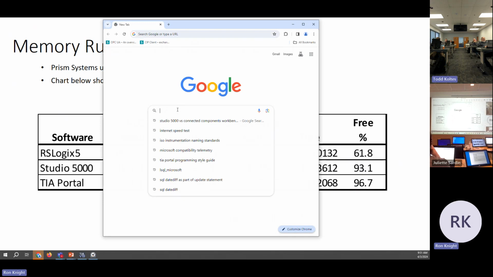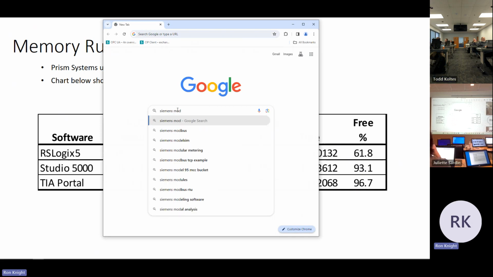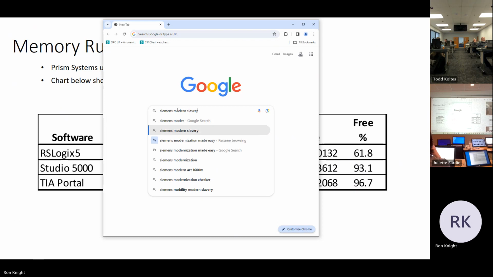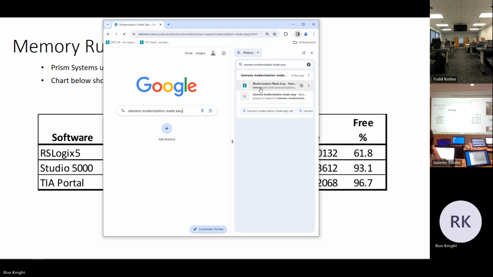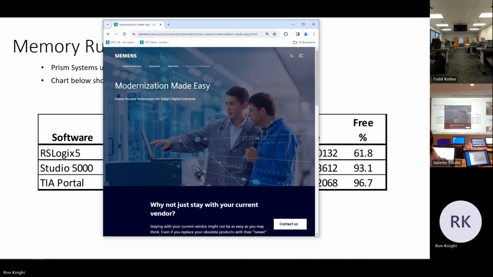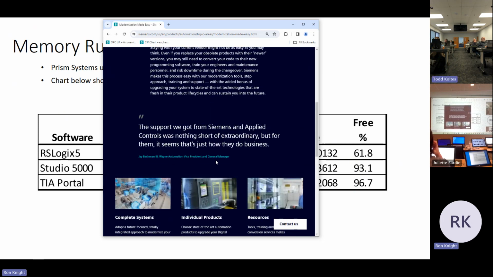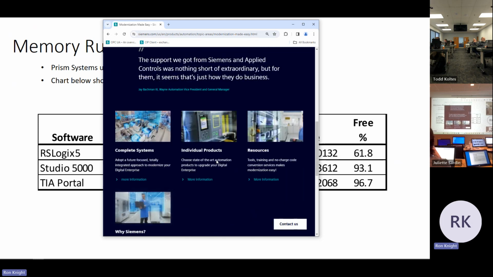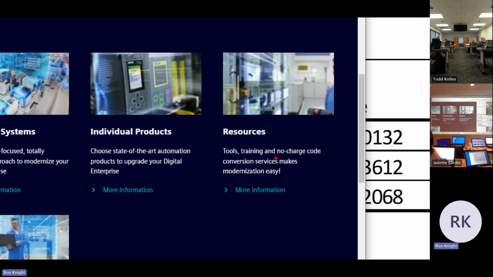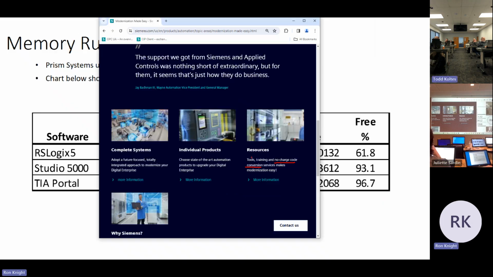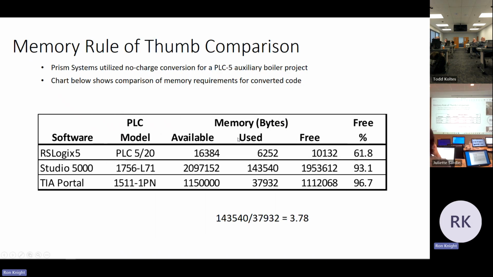If you just Google Siemens Modernization Made Easy. Again, they'll take your PLC 5 logic, your SLC logic, your MicroLogix, your ControlLogix, your CompactLogix, and they will convert it for you free of charge. It says it right there, no charge code conversion. So we took advantage of that. I sent them this PLC 5 logic and let them convert it for me. And then I used the built-in migration tool inside of Studio 5000 to convert it. And here were the results.